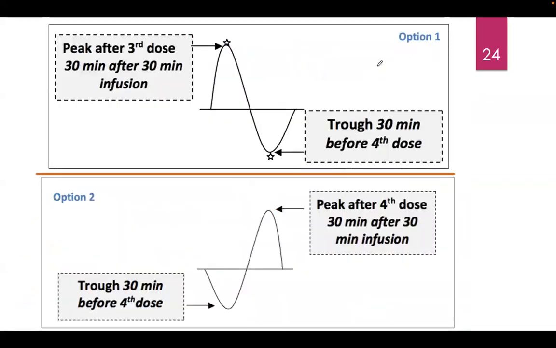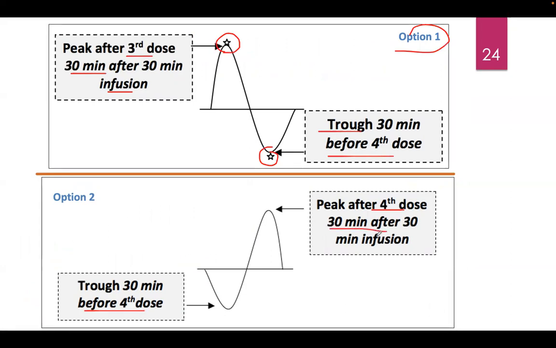But so anyway, your options with your peak and troughs, usually we'll get a peak after the 3rd dose, right? 30 minutes after a 30-minute infusion, and then we'll get a trough before the 4th dose. So this is what I like to do. And the reason I do that, because notice it's in the same interval. But some will get a trough 30 minutes before the 4th dose and then get their peak after the 4th dose. That's okay, but you're in 2 different dosing intervals.